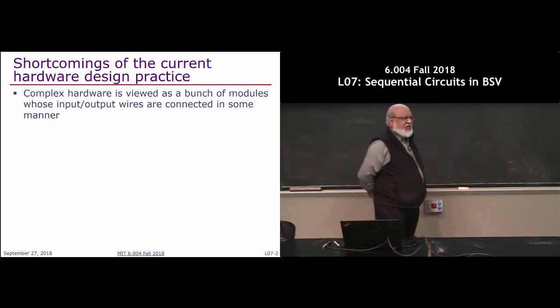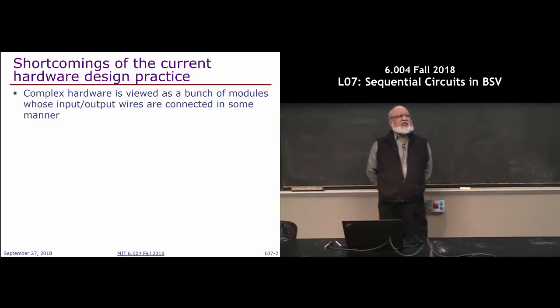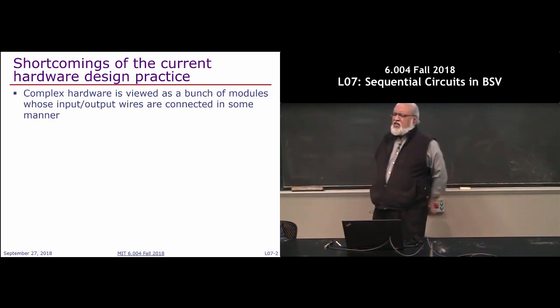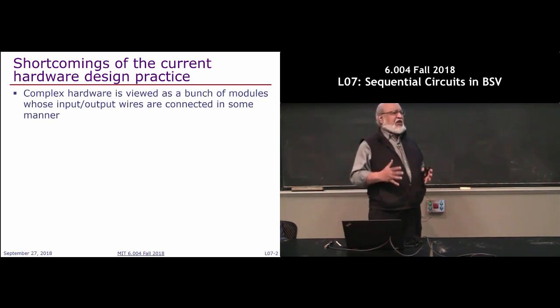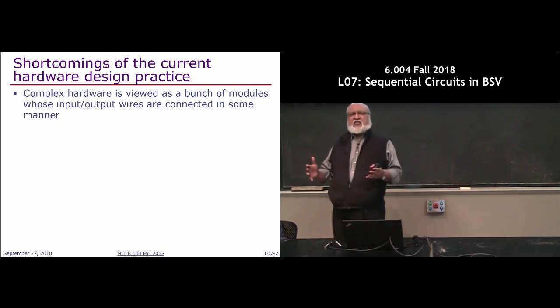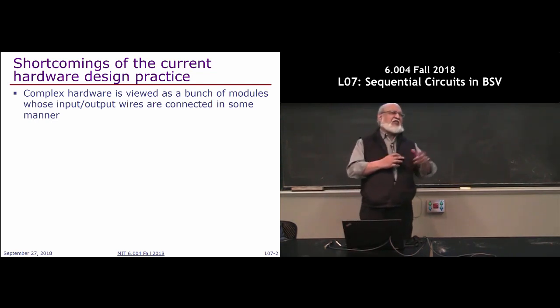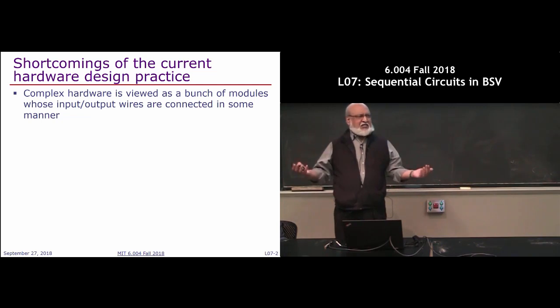So complex hardware is always viewed as a bunch of modules with input-output wires. But beyond that, it only says these wires are somehow connected to each other. So it's a very, very structural view, the view we were emphasizing when we talked about combinational circuits. Right? So in combinational circuits, we say, oh, this box represents something, the full adder, and this box represents something else. And if you connect them, you get addition, 32-bit addition out of it.